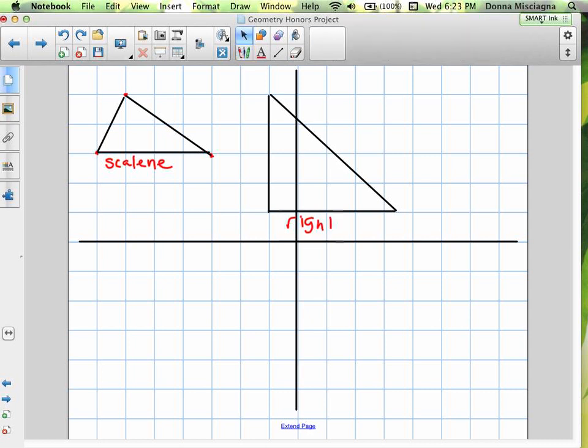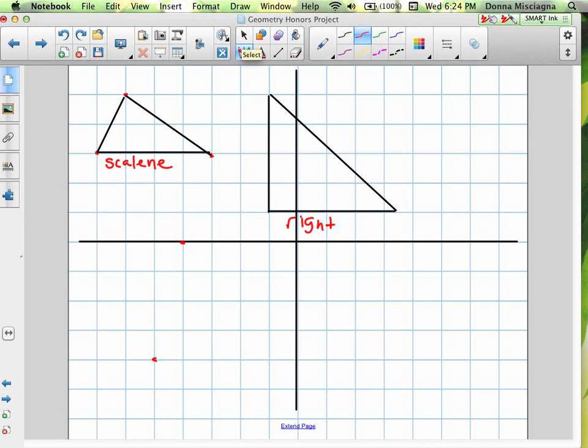Now an isosceles triangle, and that one's also not too hard. I'm only going to graph 4. You just repeat 2 of the kinds, whatever one you want to repeat.